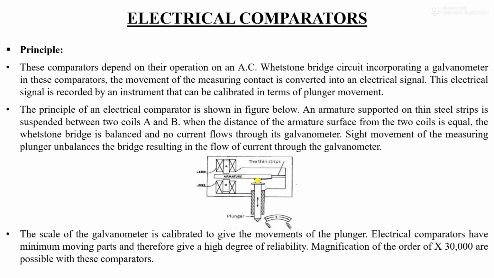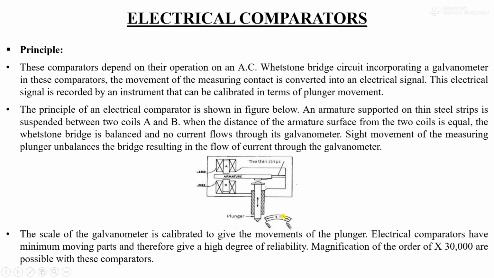If the distance of the armature from one of these two coils gets differed, then the galvanometer starts working and the current starts flowing in this Wheatstone bridge circuit. The galvanometer scale is calibrated to show the movements of the plunger, so you have the scale of the galvanometer calibrated.